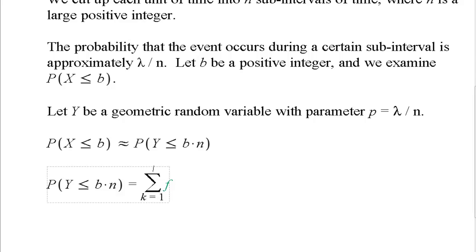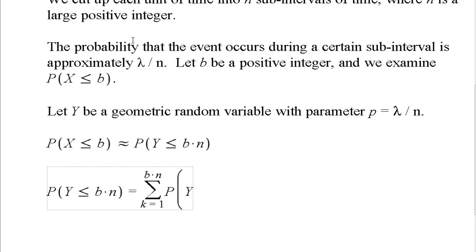Of, and then here I'm going to have the probability that y equals k. Okay, that's the probability that y is between 0 and b times n, which, since y could be no smaller than 1, is the probability that y is between 1 and b times n, and since y can't be any smaller than 1, that's the probability that y is less than or equal to b times n.